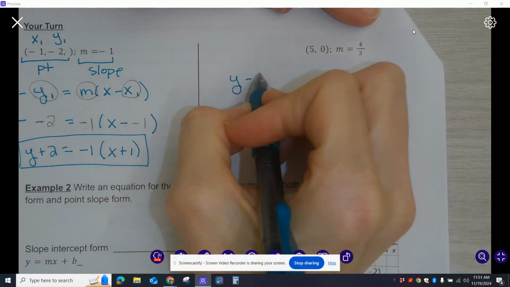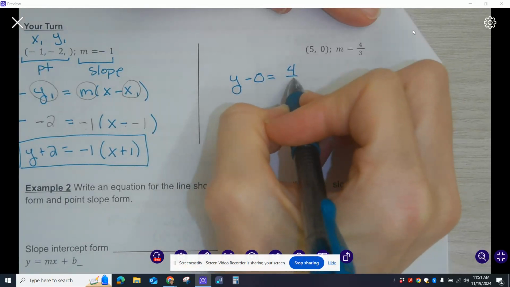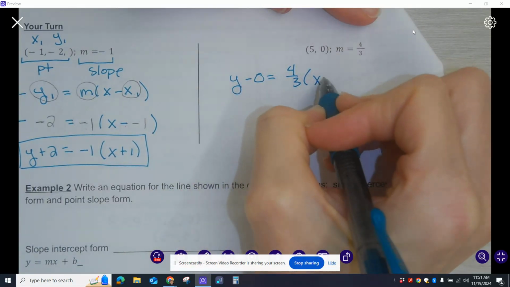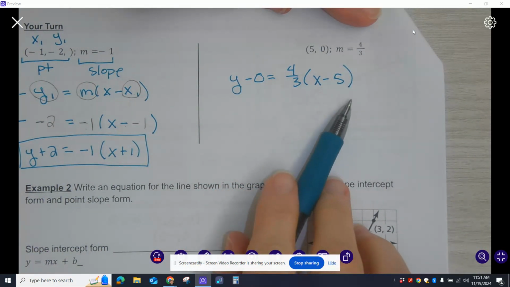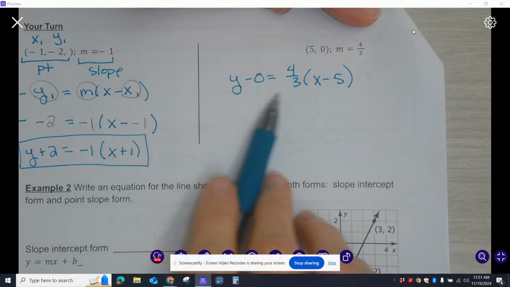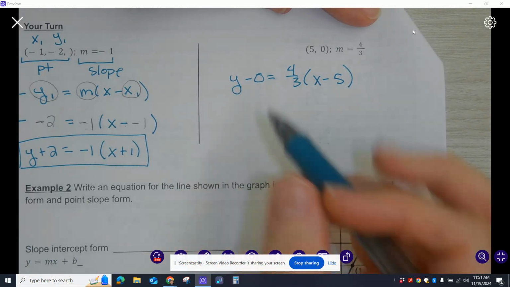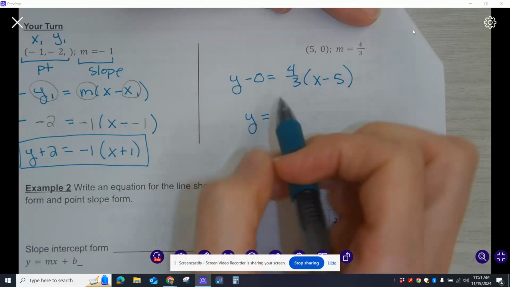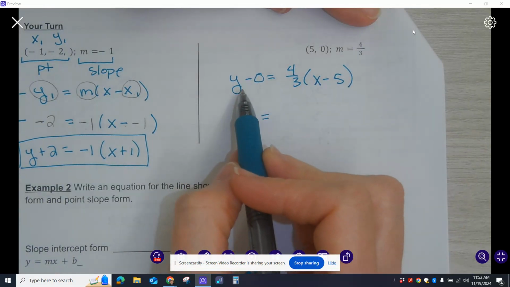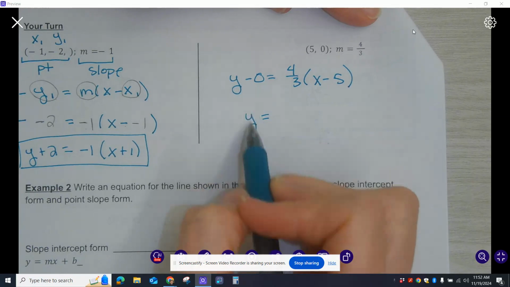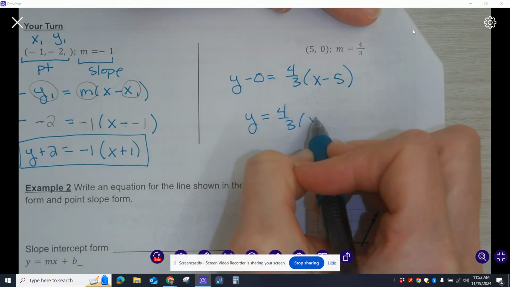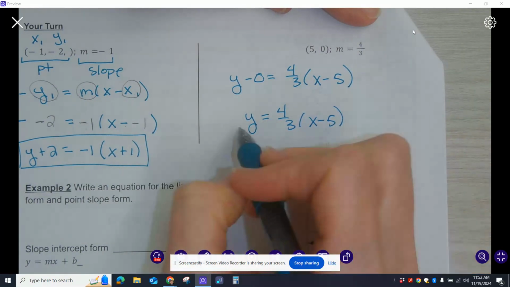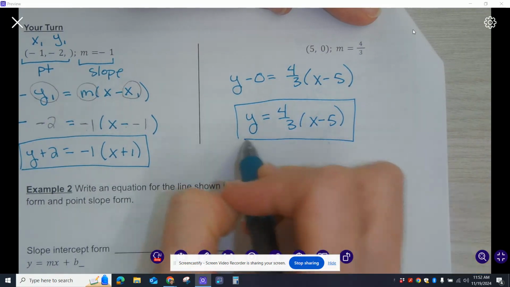Okay, if you paused and tried this one, your first step may have looked like that. Now this I would say you can simplify one more. This is good. This is an equation of a line in point-slope form, but y minus 0 is just y. So we typically don't write minus 0 because adding or subtracting 0 doesn't change anything. So you would just write that as y equals 4/3 x minus 5. So that would be fully simplified.